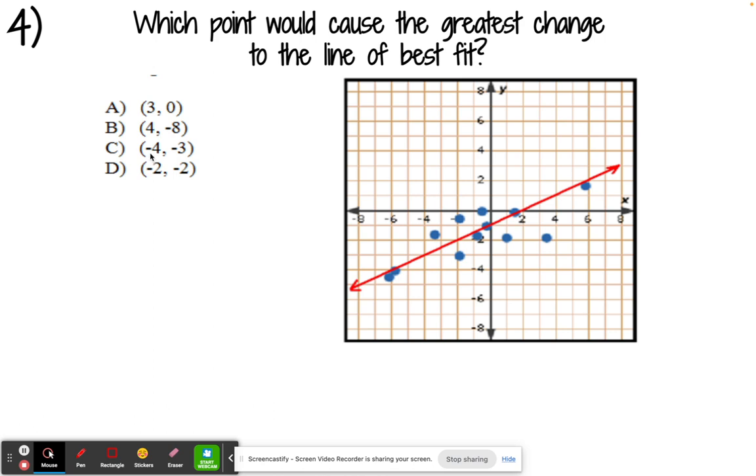I would say that would make a significant change in my line of best fit. Then look at the rest of them though. -4, -3 is right on my line, so that's not going to make a change to it. And -2, -2 is also on my line. So I would say 4, -8 is going to make the biggest change to my line of best fit.